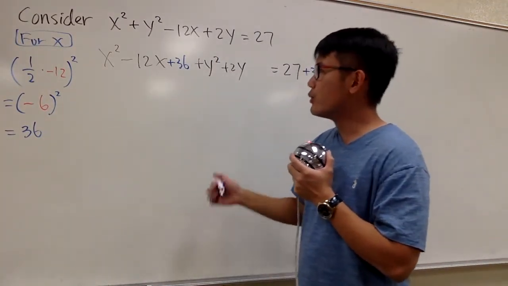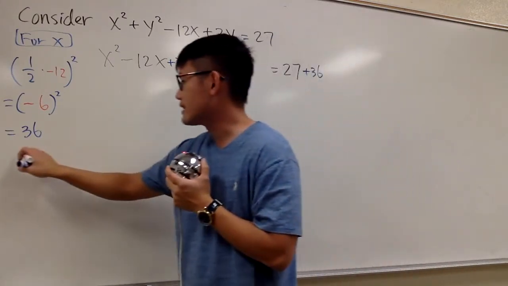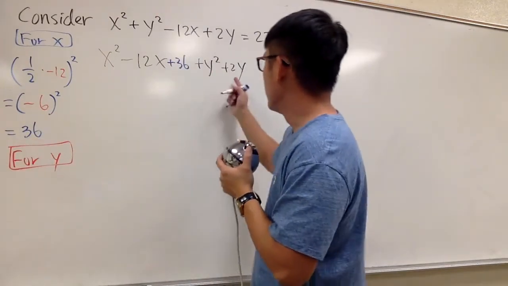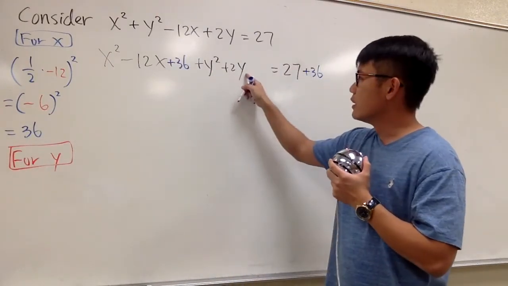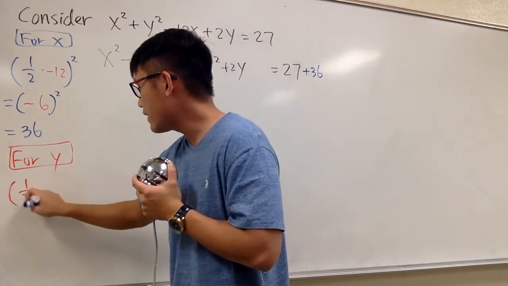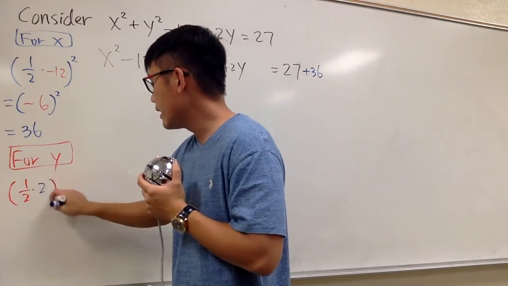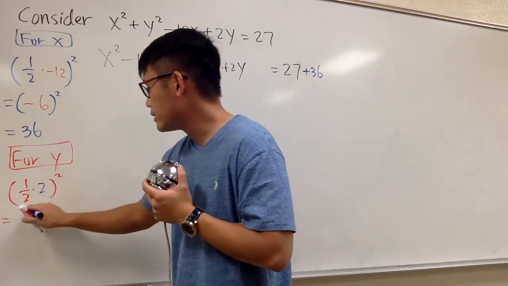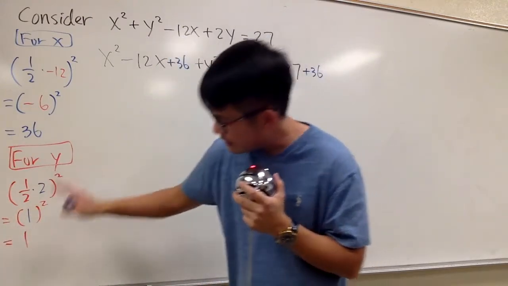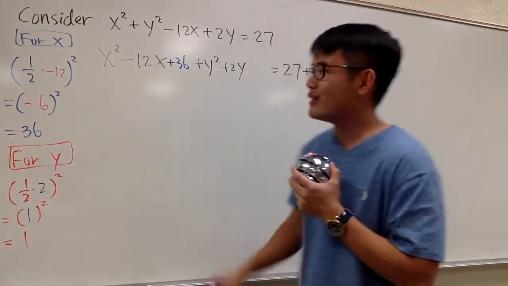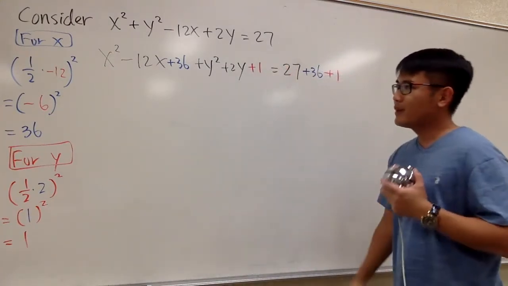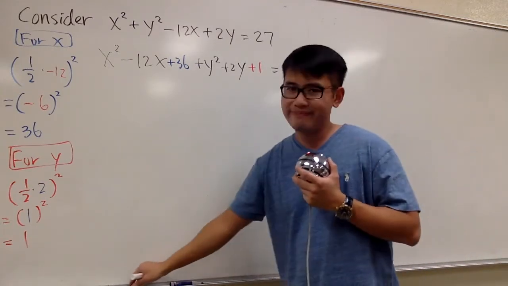And then we are going to do the same thing for y. So let's find that special someone for y. And the b value here is the number in front of the y, which is positive 2. So let's write that down. 1/2 times 2, and then we square that. 1/2 of 2 is 1, and then we square that. 1 squared is 1. And this number is a special number for the y. So we add 1 here, and then we add 1 here. Okay, so we are ready to go.